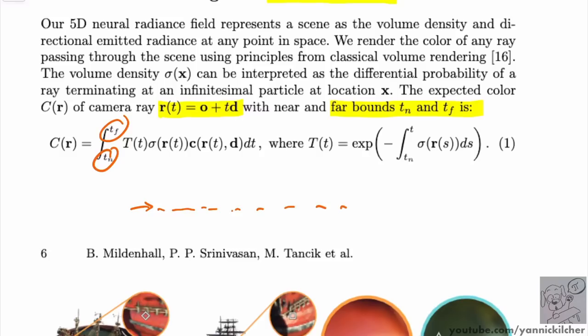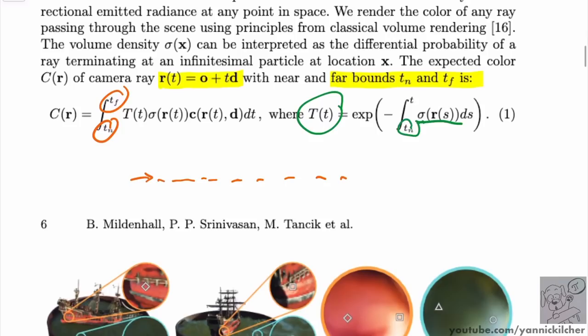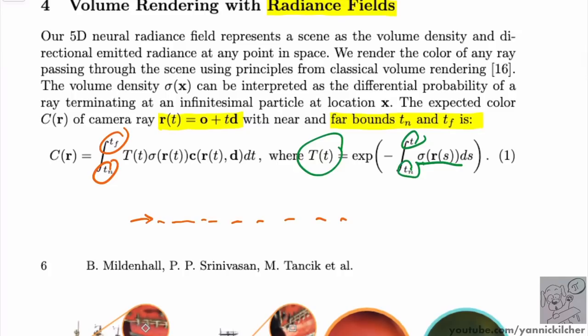You want to integrate this thing, this T thing right here. You can see the density is in here along the ray from the beginning to the point where you are. That is the probability that the ray doesn't hit anything. It's the probability that the ray goes on through that room. Basically, it's the probability of empty space.